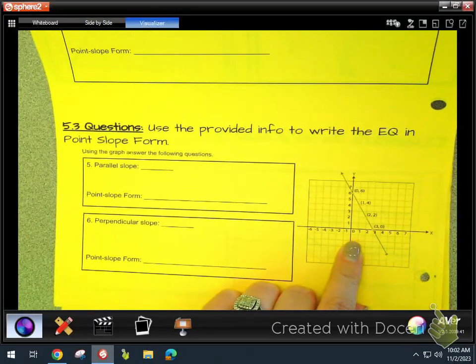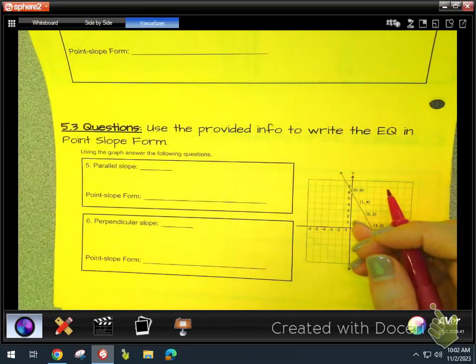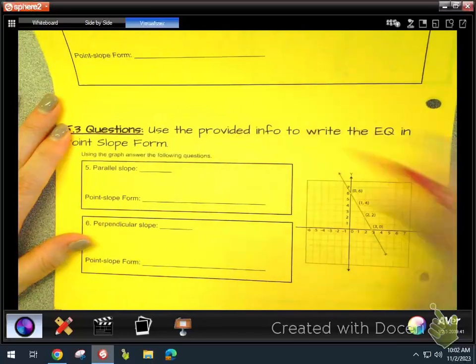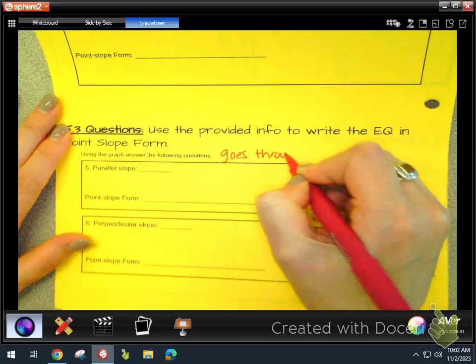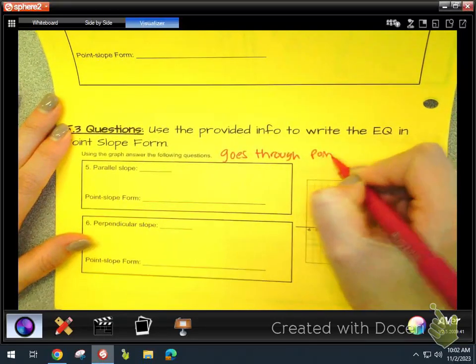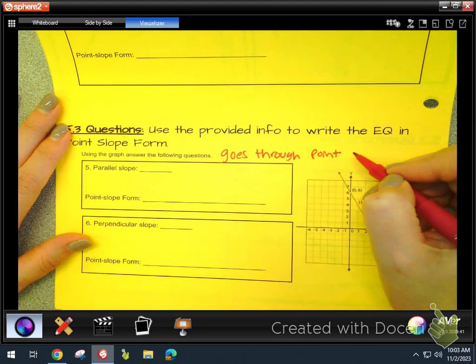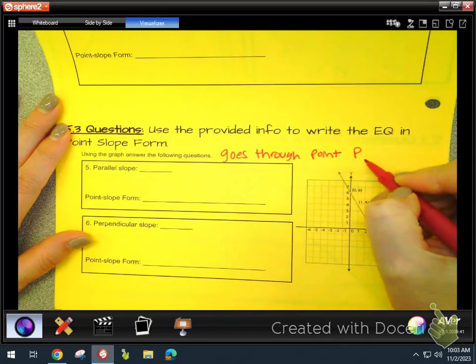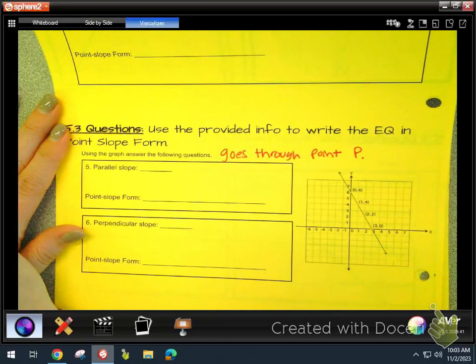Everyone looking at that? Okay, so you need to find the slope of this graph, and one of them is going to be a parallel, one of them is going to be a perpendicular, but there's no point, so I'm going to tell you what the point is. Goes through. Well, they say goes through on our test. Yeah, it will say something. Passes through, goes through, contains the point. This is how they did it on STAAR. Goes through point P. Okay?